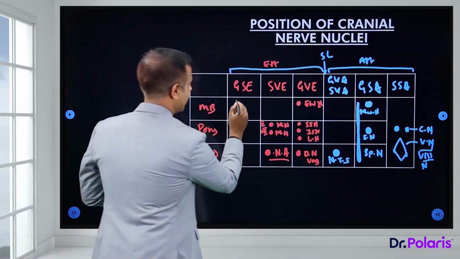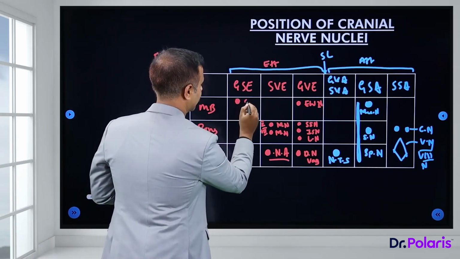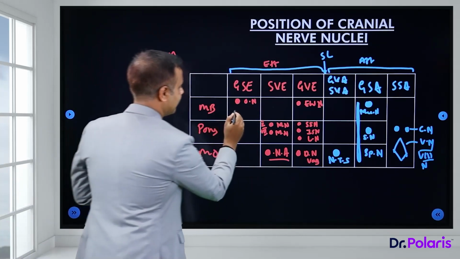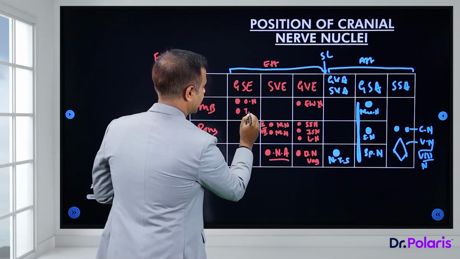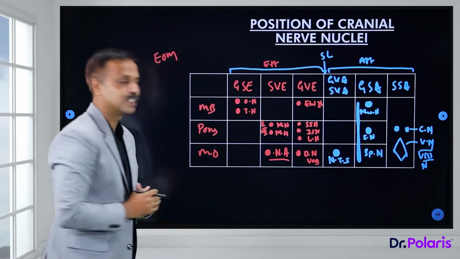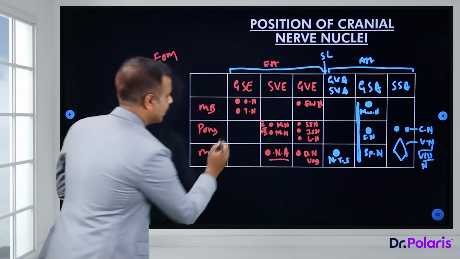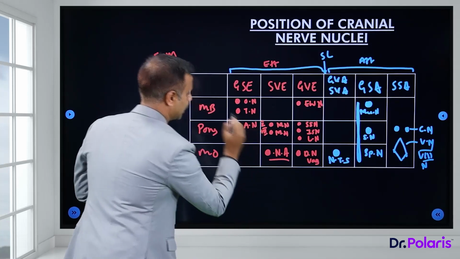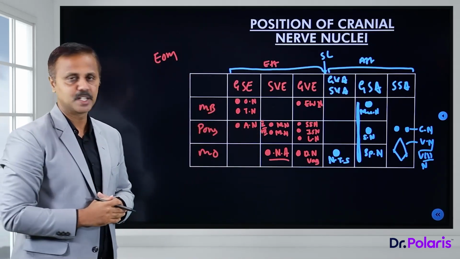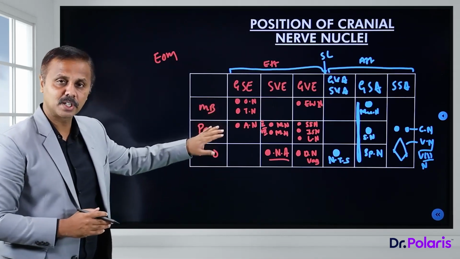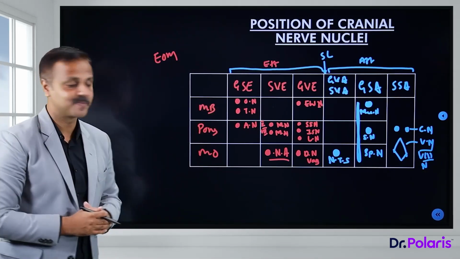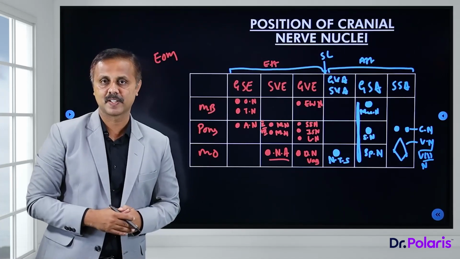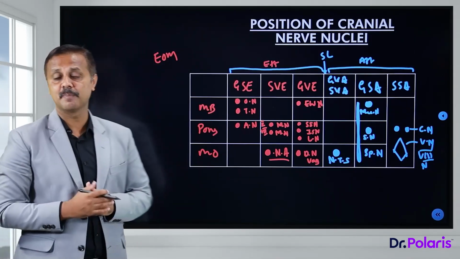Remember, we have the oculomotor nucleus which lies within the midbrain, and then we have the trochlear nucleus which lies within the midbrain, and then we have the abducent nucleus which is located within the pons. So oculomotor and trochlear nerve nuclei are located in midbrain, whereas abducent nerve nucleus is located within the pons. Then what about the medulla oblongata?